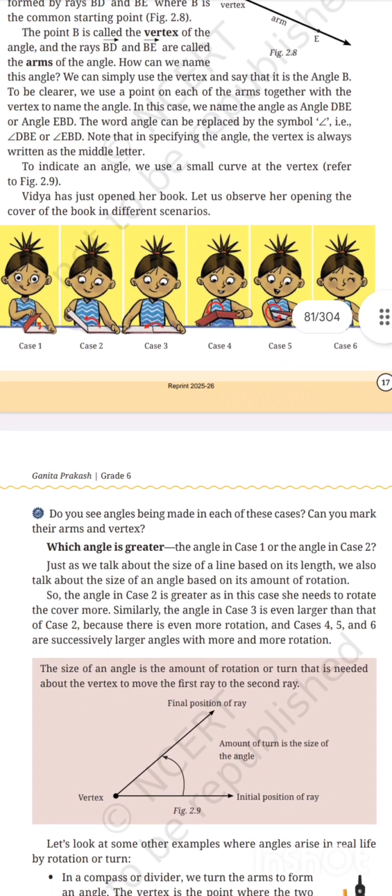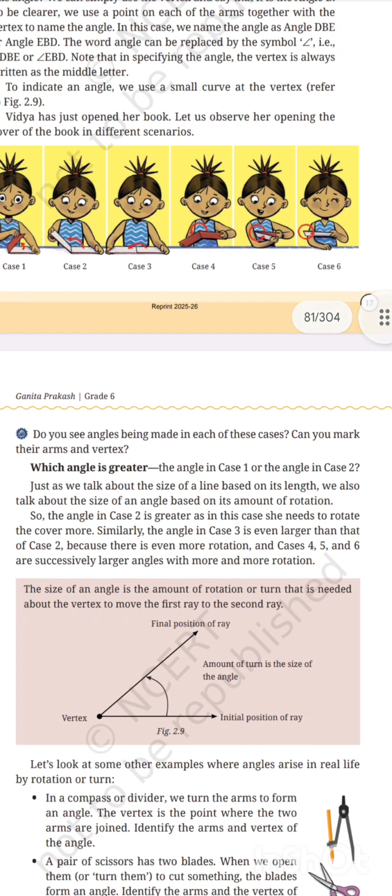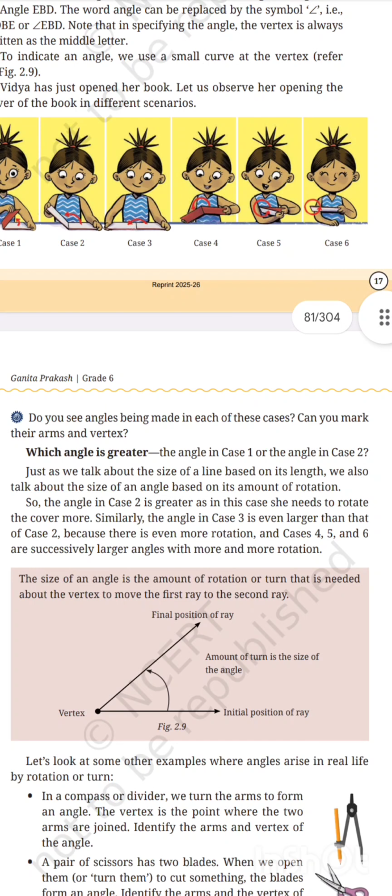Just as we talk about the size of a line based on the length, we also talk about the size of the angle based on the amount of rotation. So angle in case 2 is greater as she needs to rotate the cover more. Similarly, the angle in case 3 is even larger than case 2 because there is even more rotation, and cases 4, 5 and 6 are successively larger angles with more and more rotation. The size of the angle is the amount of rotation or turn needed about the vertex to move the first ray to the second ray.